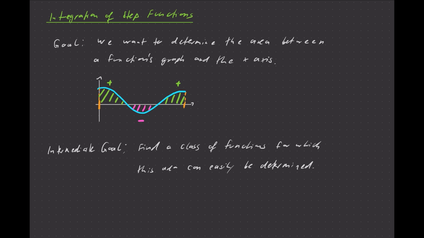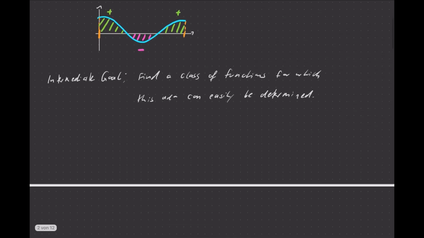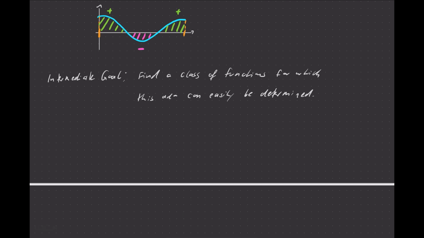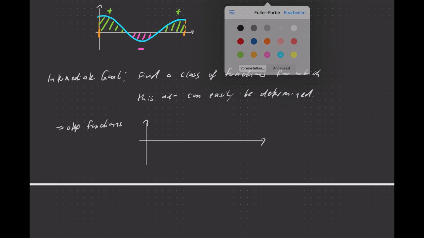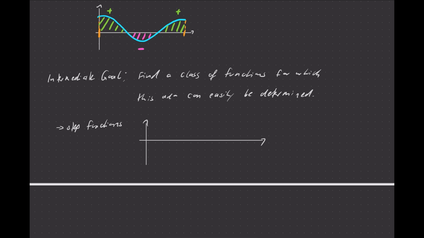And well, when it is easy to determine an area, is of course the case for functions that lead to, let's say, easy geometric shapes for that area. And probably the easiest thing you could think of are rectangles here, geometrically speaking. And that leads to the notion of step functions. So basically, a step function is a function that looks like the following. Let's have a graph here. So a step function is a function that is constant on intervals.